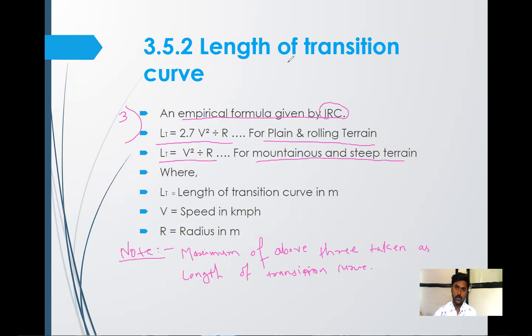Write down this formula. Also write down the note: the maximum of the above three is taken as the length of transition curve. We have seen the three formulas. Out of these three formulas, whichever formula gives the maximum value, that value is taken as the length of transition curve. Maximum of above three results.